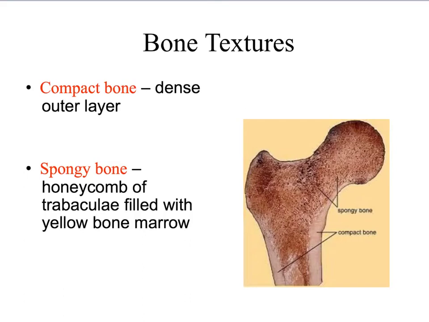The parts of the bone are also either a compact bone or a spongy bone. So a compact bone, as you can see in that picture, is very dense. So there's not any air in them. And spongy bone on the inside is just like what it sounds. It looks like a sponge. So there's lots of holes in it, and those are usually filled with yellow bone marrow.